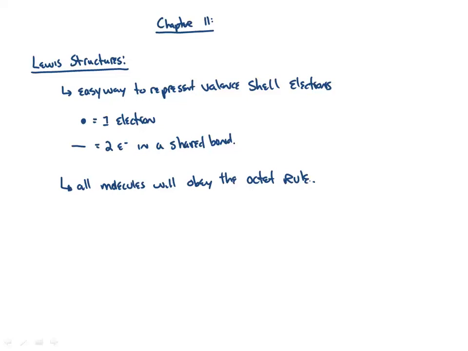So all molecules will obey the octet rule. And what we're going to do is represent the valence shell electrons as simply dots. So for instance, hydrogen is 1s1. It has 1 valence electron, so we just represent it as a single dot.